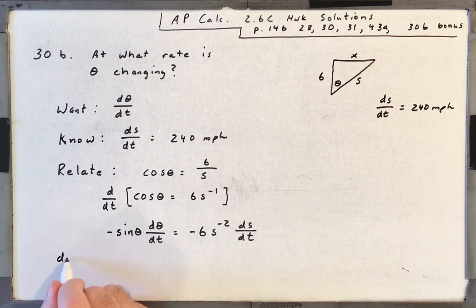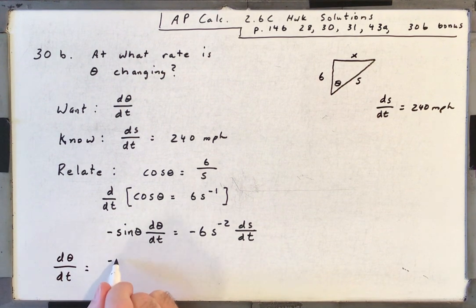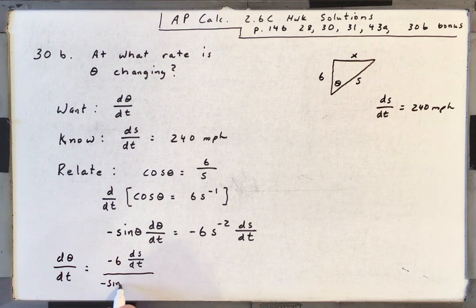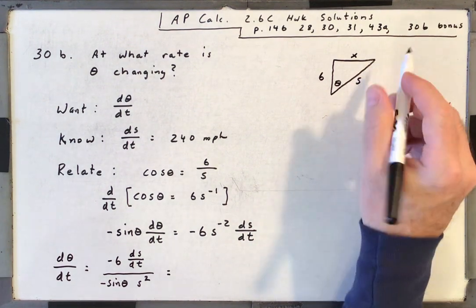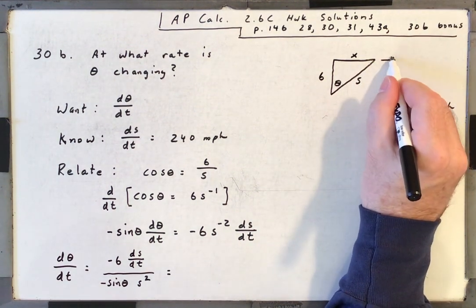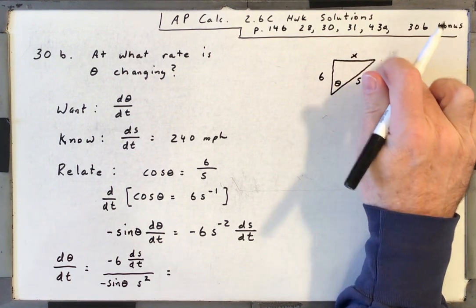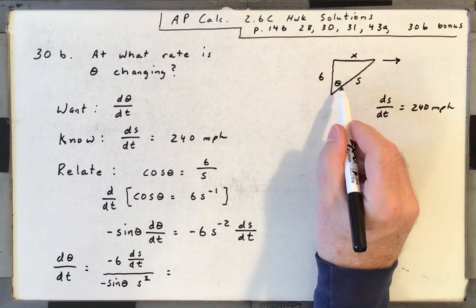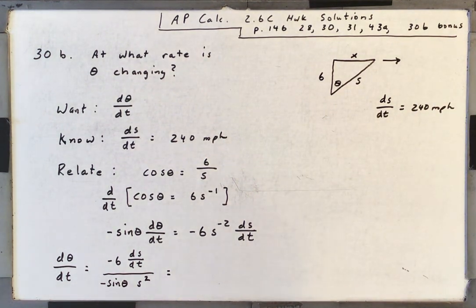So solving for d theta dt, I would have minus 6 on top, ds dt, I know that one, over negative sine theta, so those negative signs are going to cancel, times s squared. Now this theta, since the plane is moving that way, that's a terrible arrow, I'm sorry. I'm trying not to erase anything, so there we go. We know theta is getting bigger, so it should end up being positive.